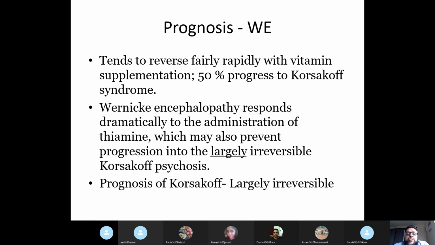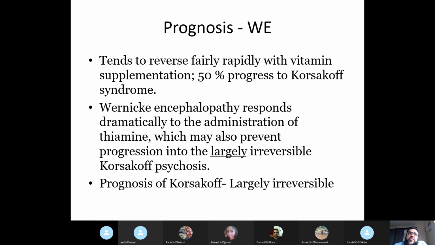Even a very small dose, maybe 1 milligram, 2 milligrams, may work. But we need to be on the safe side. There's no side effect. So give at least 100 milligrams if they are on Neurobion, or 250 milligrams if they are on Pabrinex, just to be on the safe side, because 1 or 2 milligrams will not work in everybody. In some people, even 1 to 2 milligrams may work. But we will give at least 100 TDS, which may also prevent progression into largely irreversible Korsakoff syndrome.